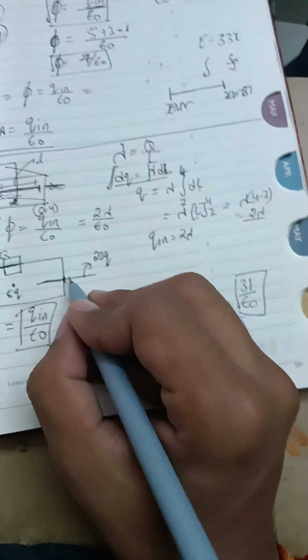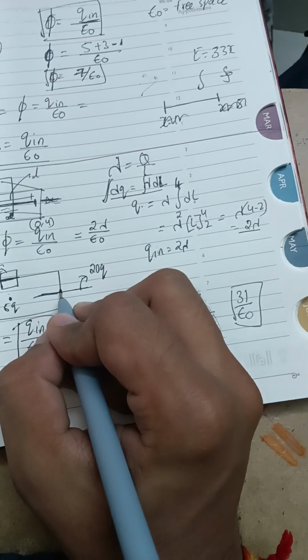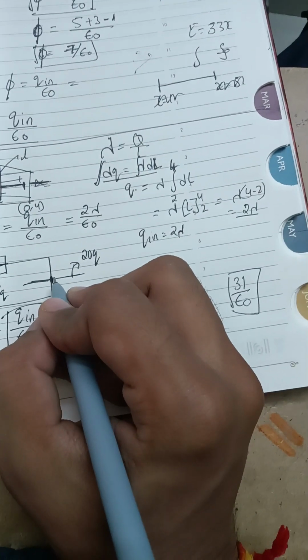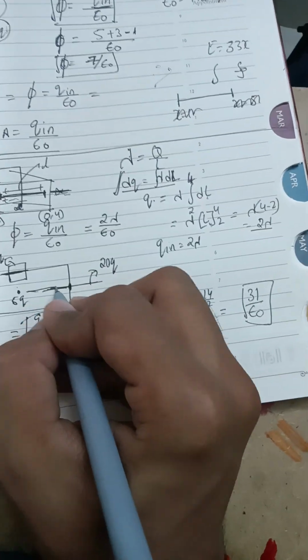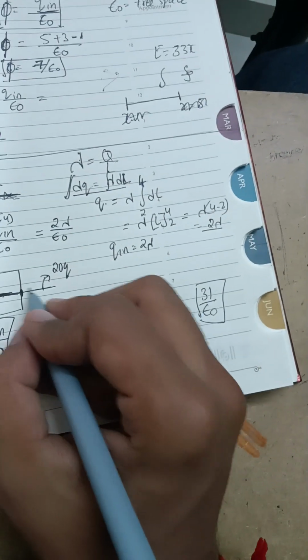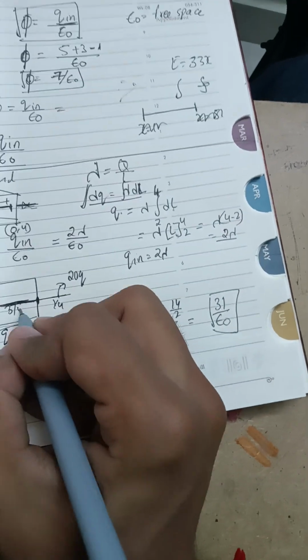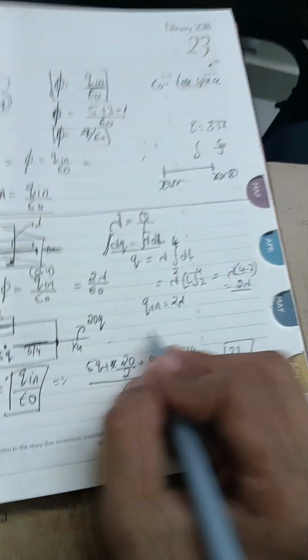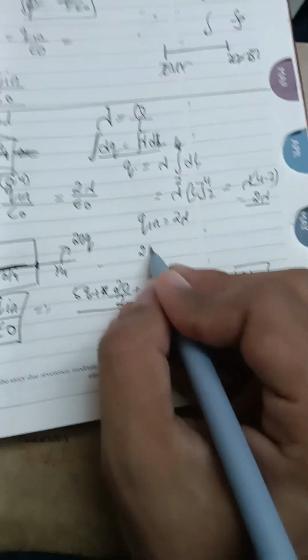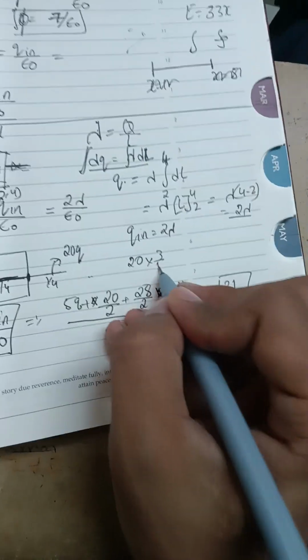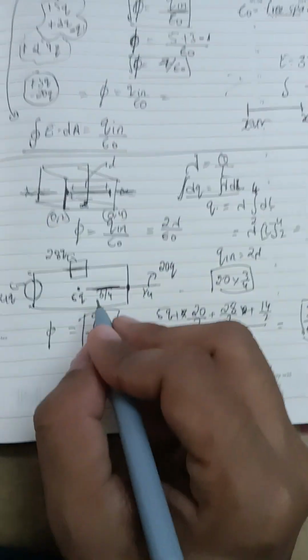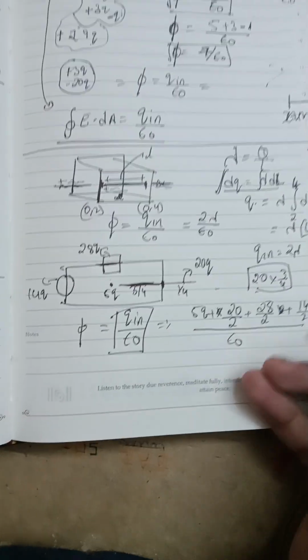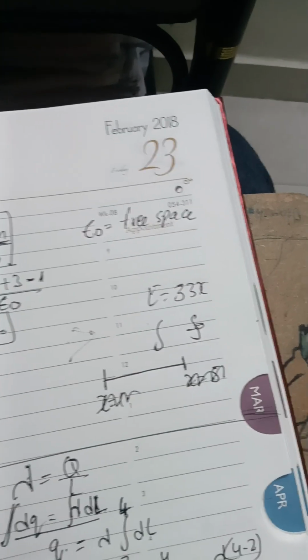Suppose there was this rod with 3/4 of its length here, 1/4 length here, and 3/4 length inside. Then what would be the answer for this rod? It would be 20 into 3/4, the amount of length inside the Gaussian surface inside this box. The answer differs accordingly, and that's it. This was about the Gaussian surface.